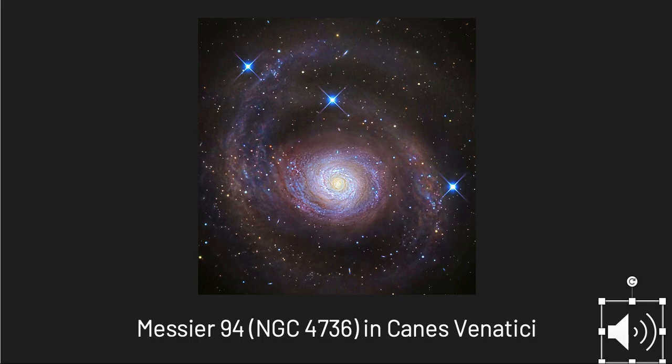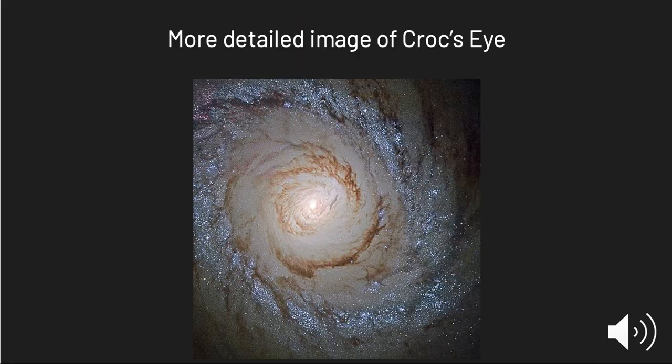A few other things is that Croc's Eye is listed as a starburst galaxy, which means that the rate of star formation is very high in comparison to others. And where this high rate of star formation occurs is considered to be within the starburst ring. On this slide, you are able to see a more zoomed in image of the Croc's Eye galaxy. You're able to see more of the starburst ring and where this formation occurs.